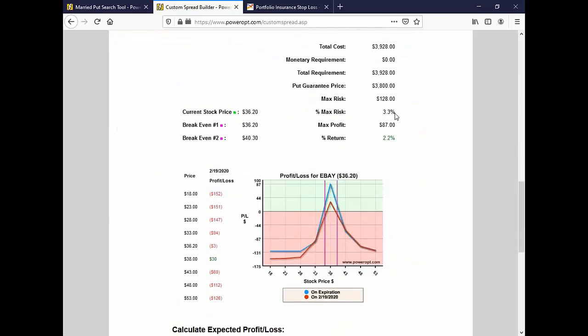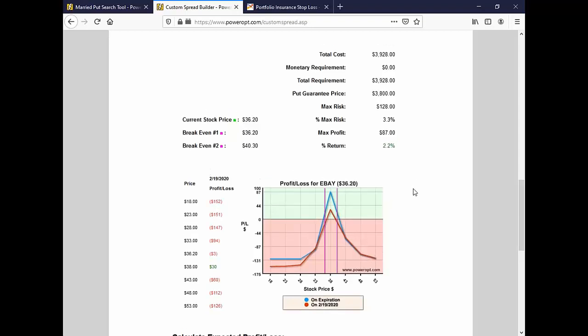Now's not the right time to do it. Did I take the risk down to 3.3%? Yes. But I capped my gain at 2.2%, and the risk is still high in the direction I originally thought the stock was going to go. This is not what I do. This is why we wait.